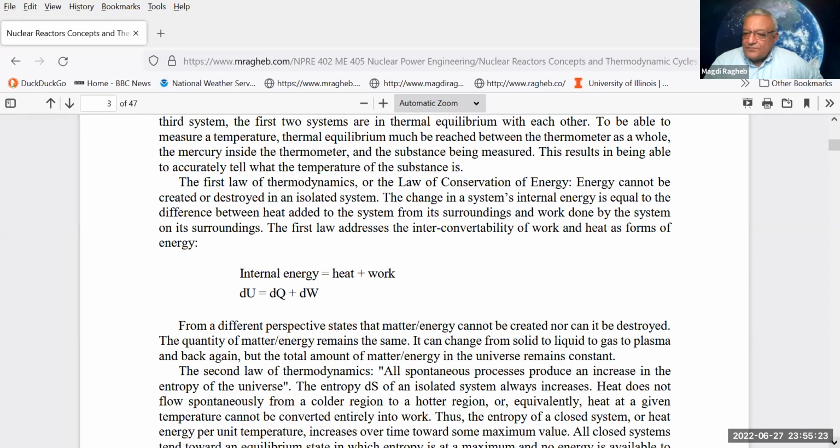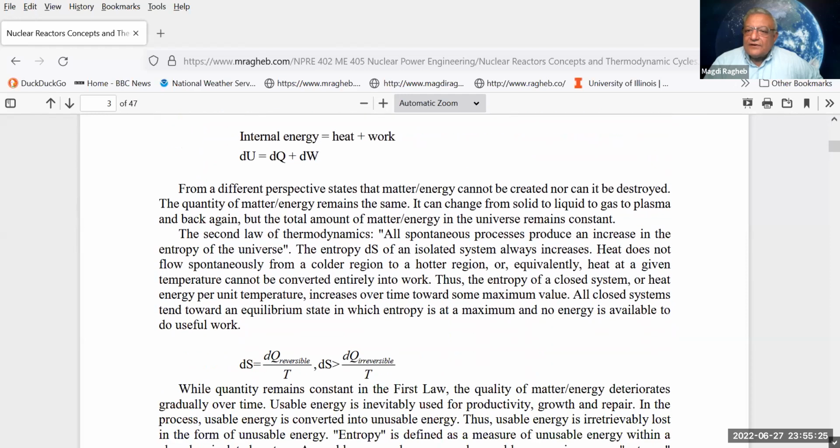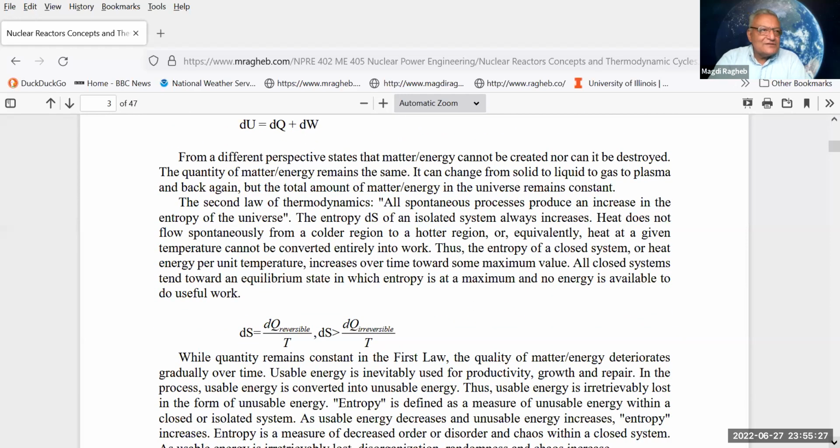A different perspective is that matter and energy are equivalent. They cannot be created nor can they be destroyed. The quantity of matter energy remains the same. It can change from solid to liquid to gas, plasma, and back again. But the total amount of matter and energy in the universe, according to the first law, remains constant.